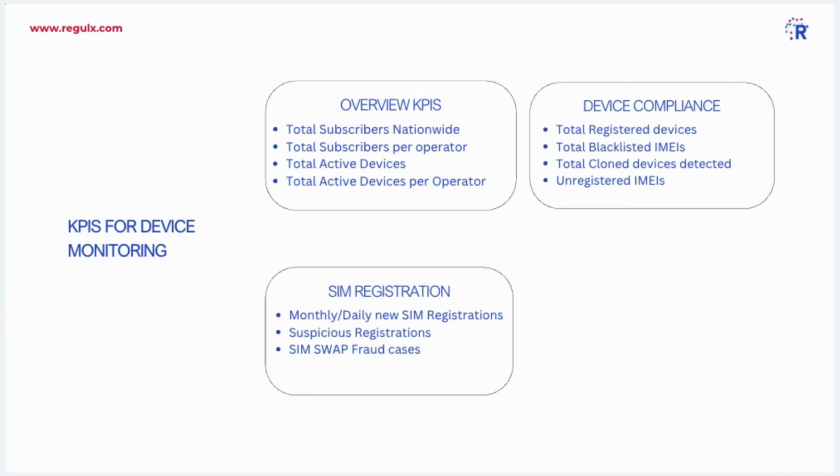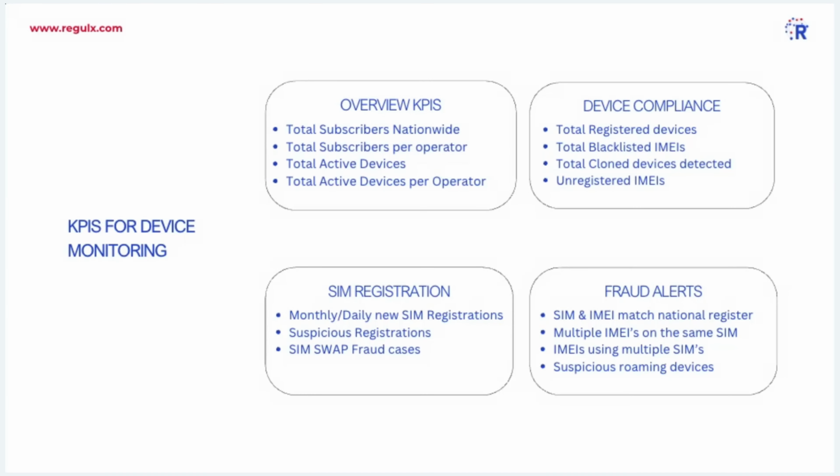We can have some KPIs about SIM registration. We can have daily or monthly SIM registrations nationwide and per operator. We can detect using machine learning some suspicious registrations to block them or to investigate them further. We can detect some SIM swap fraud cases, also again using machine learning. We can have some fraud alerts, like the number or percentage of SIM and IMEI that actually match the register, and then the counterparty, the ones that don't match the register.